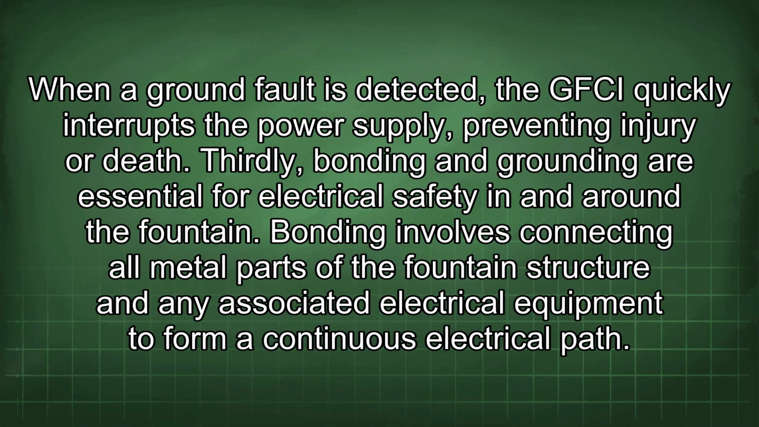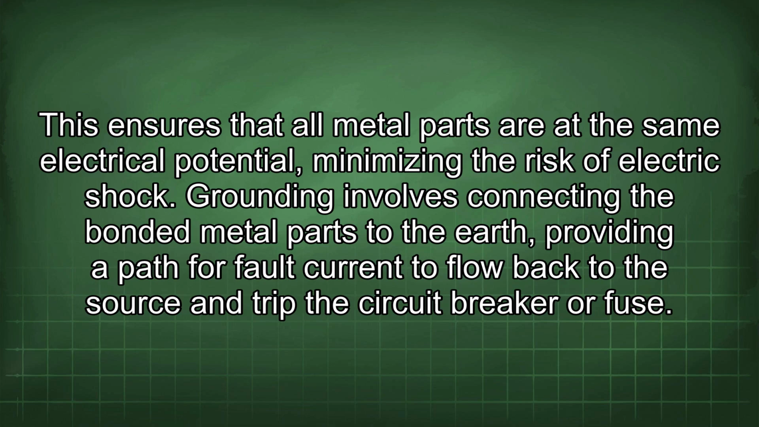Thirdly, bonding and grounding are essential for electrical safety in and around the fountain. Bonding involves connecting all metal parts of the fountain structure and any associated electrical equipment to form a continuous electrical path. This ensures that all metal parts are at the same electrical potential, minimizing the risk of electric shock. Grounding involves connecting the bonded metal parts to the earth, providing a path for fault current to flow back to the source and trip the circuit breaker or fuse.